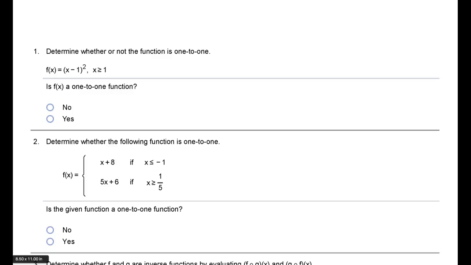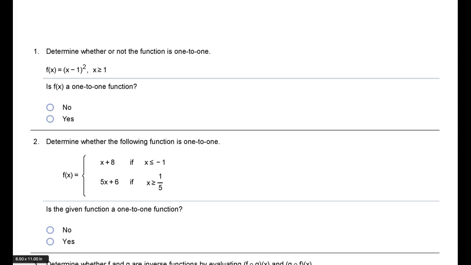This video will be about inverse functions. In particular, we will talk about defining, graphing, and evaluating inverse functions, and how to determine whether we have an inverse function based upon the graph of the function. Let's start with question number 1.